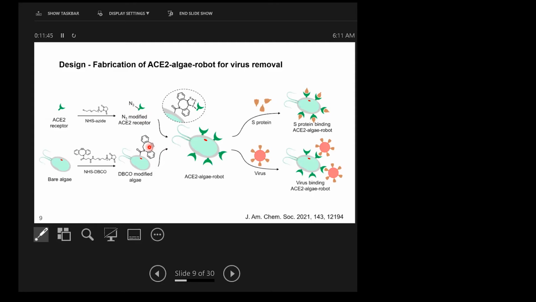This method uses an amine NHS ester reaction. And after this conjugation, the azide and the DBCO can be conjugated together using click chemistry. And thus it can form the ACE2 receptor-modified algae. And this ACE2 receptor would be responsible for the recognition of the target protein or the virus with a high binding affinity to the S1 subunit of the virus spike protein of the SARS-CoV-2.